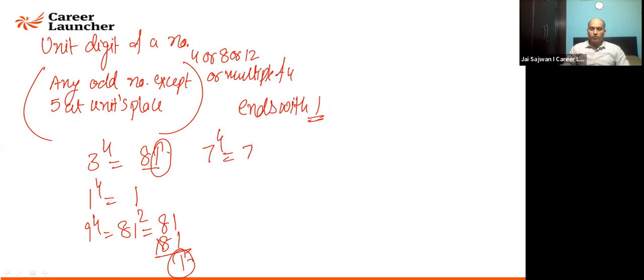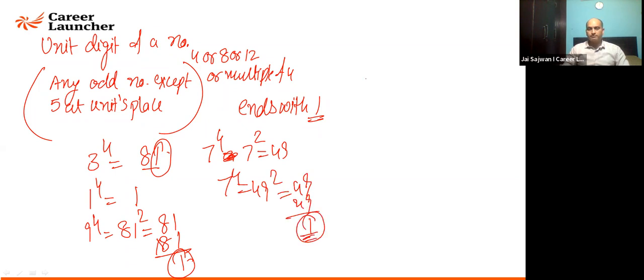7 to the power 4, I will say 7 square is 49. So 7 to the power 4 is 49 square, which is 49 into 49, 9 9s are 81. Unit digit is 1. Do you understand here? So any odd number, if the power is 4, 8, 12 or multiple of 4, that ends with 1. I believe it is clear to all of you. Please ask if there is a query.